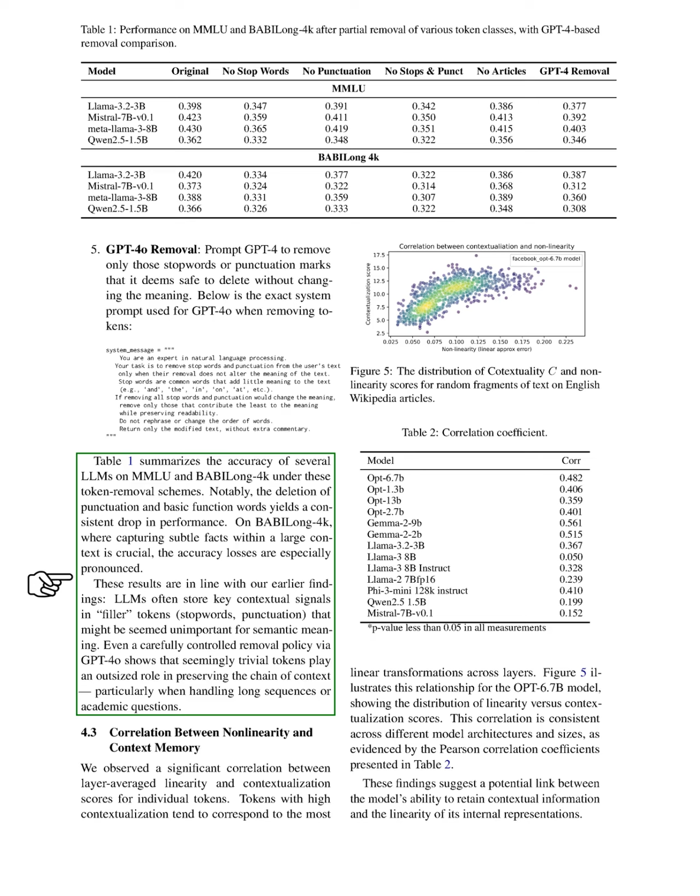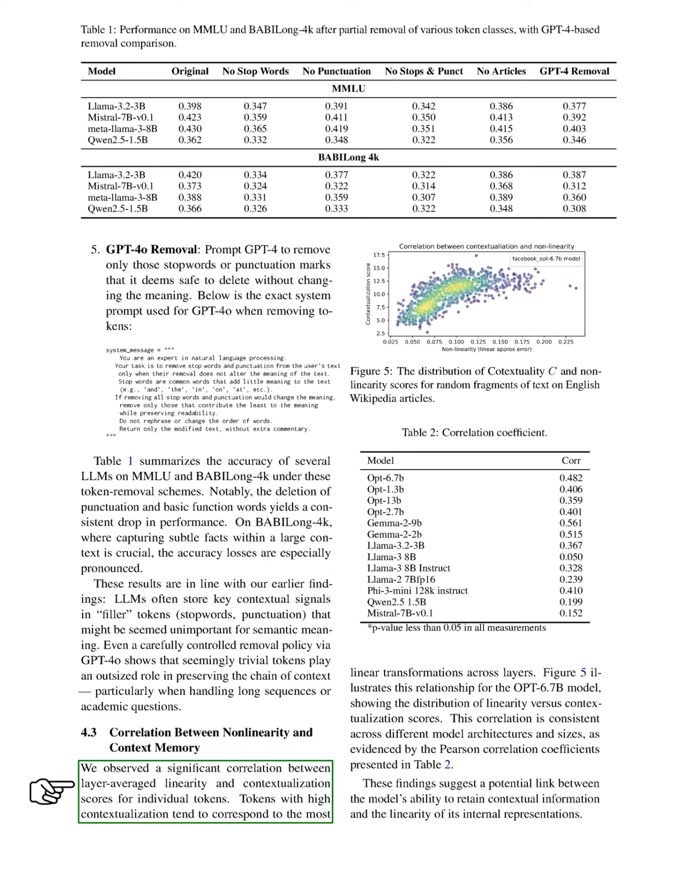Our results showed that removing punctuation and basic function words consistently decreased performance. In BABILong 4K, where capturing subtle facts is crucial, the accuracy losses were particularly significant. These findings align with our earlier observations that language models often store key contextual signals in filler tokens, which may seem unimportant. Even a careful removal strategy via GPT-4o highlighted the importance of these tokens in maintaining context, especially in long sequences or academic questions.